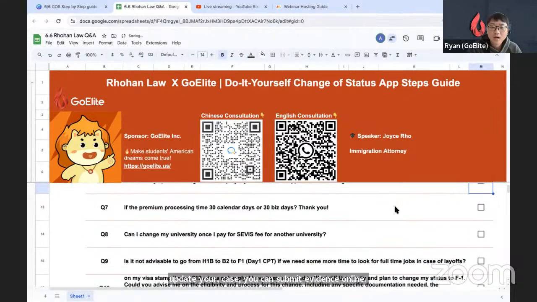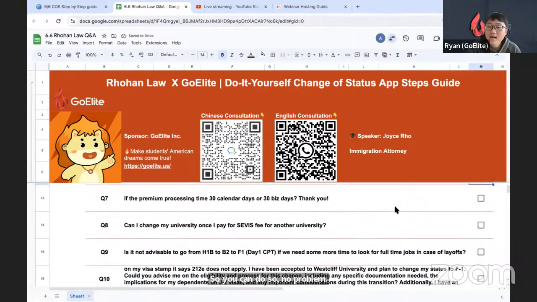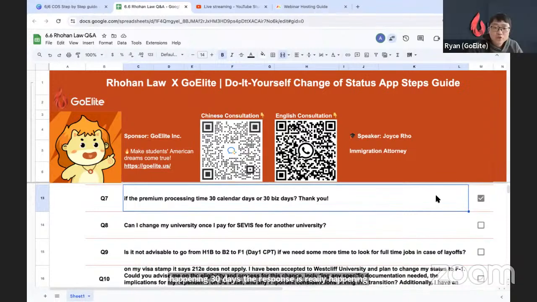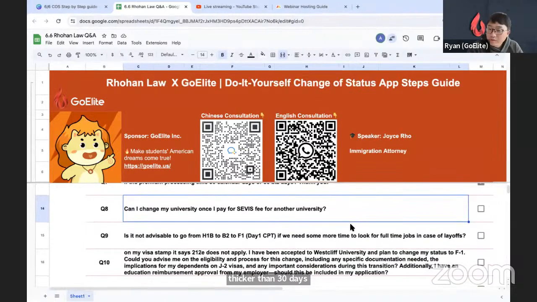Sure. Thank you. Moving on, is premium processing 30 calendar days or business days? You can consider that calendar days. And thankfully, when we do premium processing, I see that many people are getting a response in a week or even the next day right away. Even though they say it takes 30 days, the response is really happening quicker than 30 days.